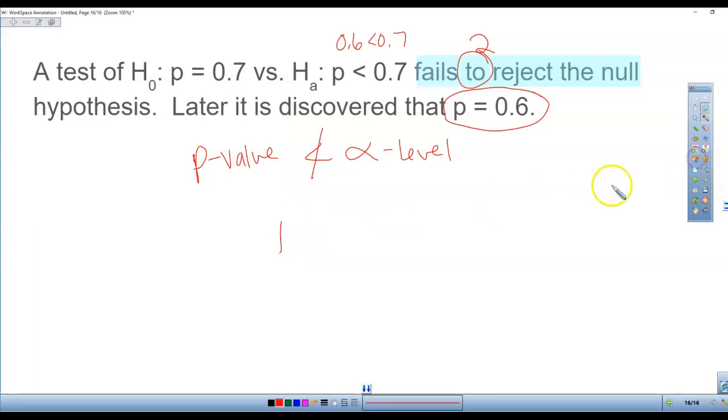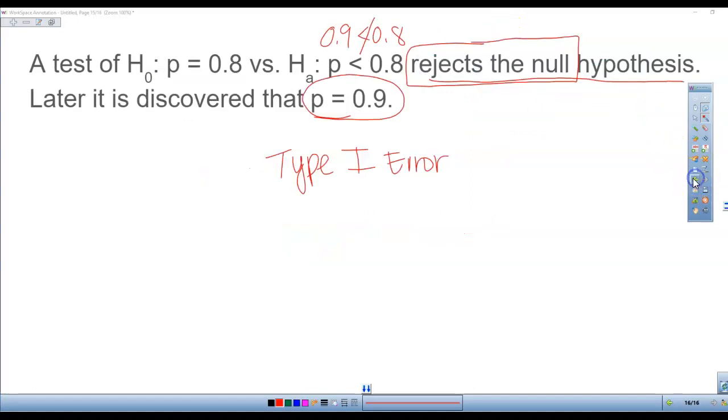I apologize, my software always does that. So this is a type 2 error because we failed to reject the null hypothesis. I'm going to go back to the previous one.